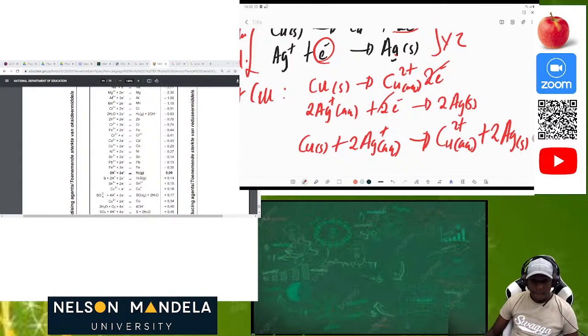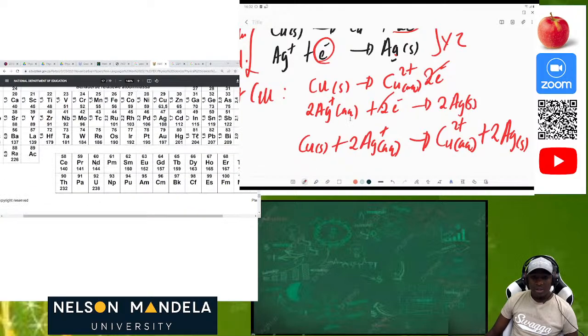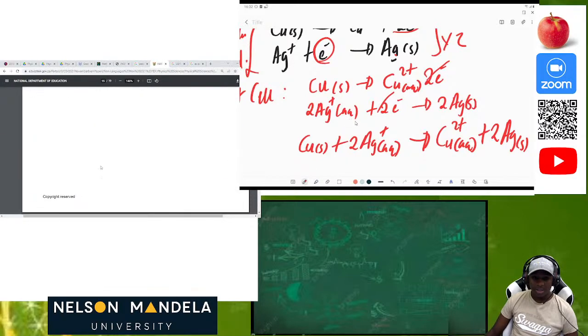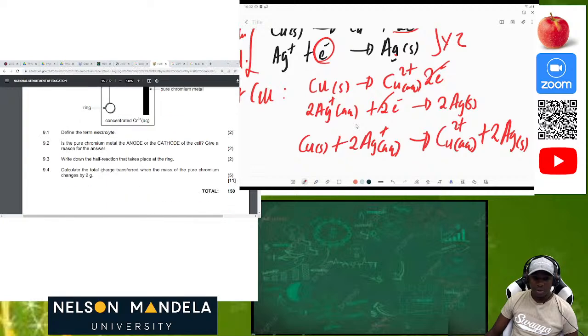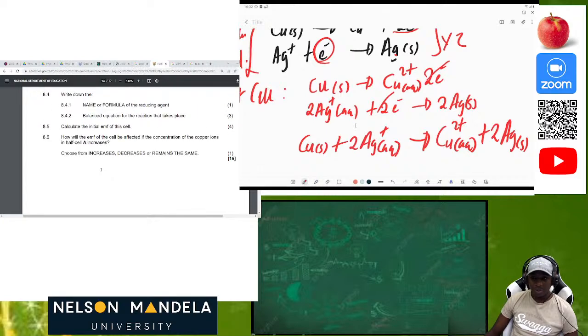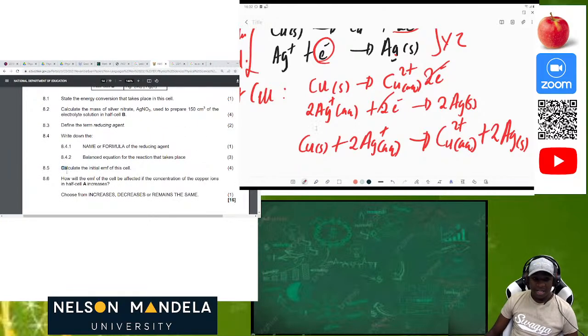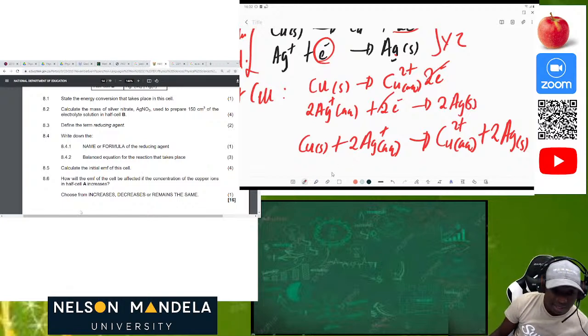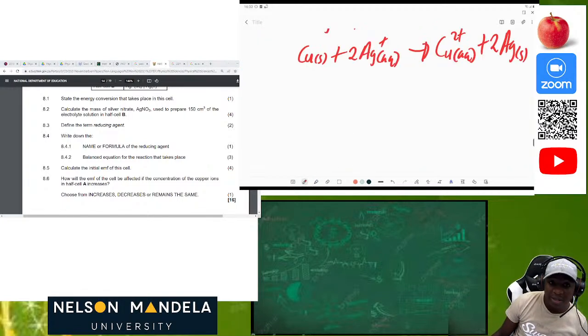Now let's look at the last question of the day. What is the last question asking? Next time when we meet, we're going to do the one below, but I'm going to see which way we can go. Now, calculate the EMF of this cell. EMF is easy. We know how to calculate the EMF of this cell.